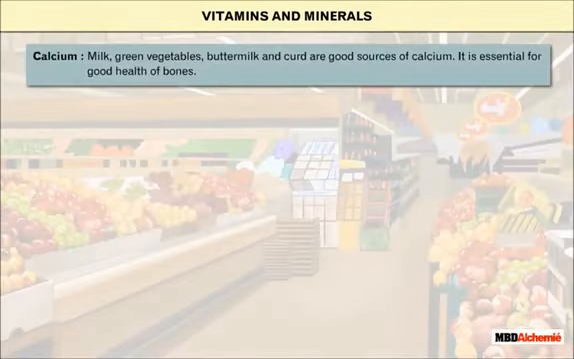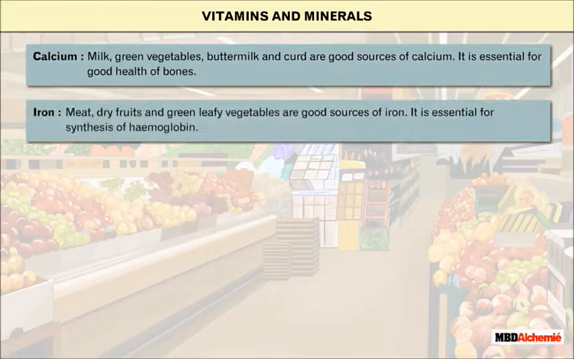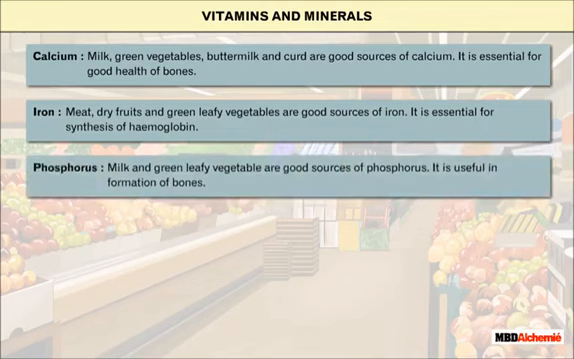Milk, green vegetables, buttermilk and curd are good sources of calcium. It is essential for good health of bones. Meat, dry fruits and green leafy vegetables are good sources of iron. It is essential for synthesis of hemoglobin. Milk and green leafy vegetables are good sources of phosphorus. It is useful in formation of bones.